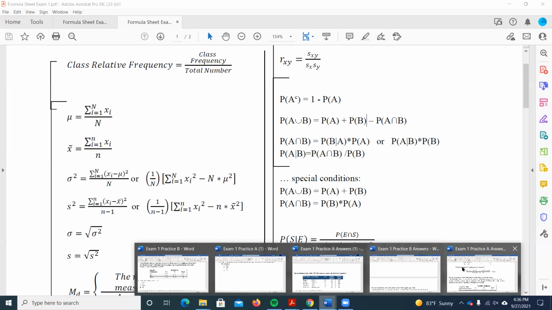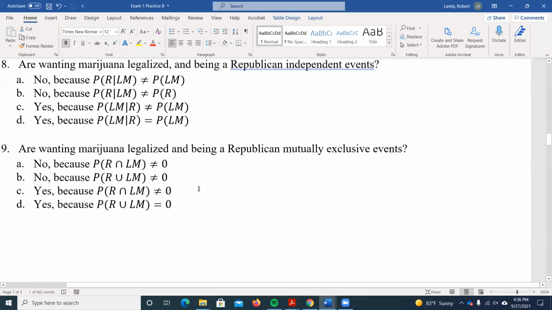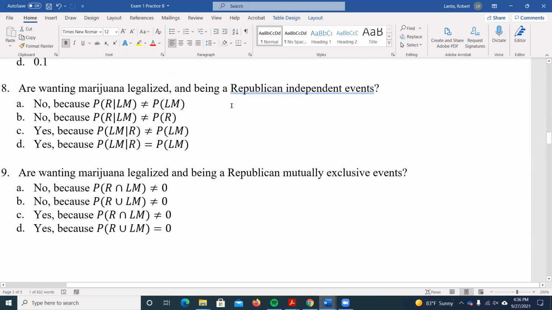So the next two questions on this practice exam are, we'll skip 8 for a second because 9's a lot easier, and then we'll come back to 8. Are wanting marijuana legalized and being a Republican mutually exclusive events? So first of all, is everyone okay if I erase this?